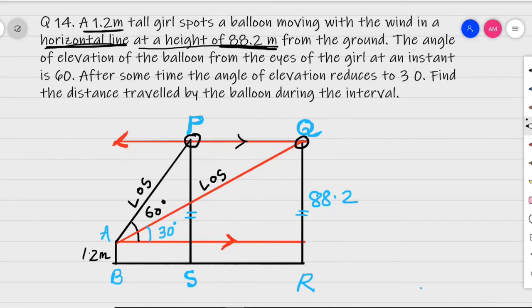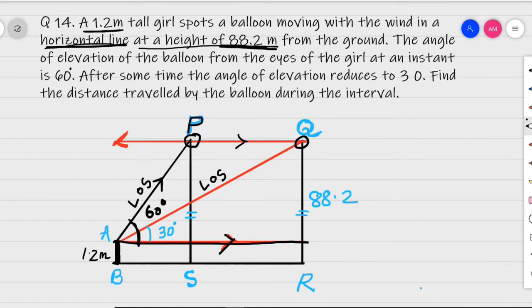Now the girl, let us take the girl as AB. This is 1.2 meters, so the height of the girl is 1.2 meters. AB is your girl. The angle of elevation of the balloon from the eyes of the girl at an instant is 60 degrees. Suppose when the balloon is at P and the girl is looking at the balloon, this is the line of sight and this is the horizontal line. If the girl is looking up to the balloon, the angle of elevation is 60 degrees. You can see here it is 60 degrees.